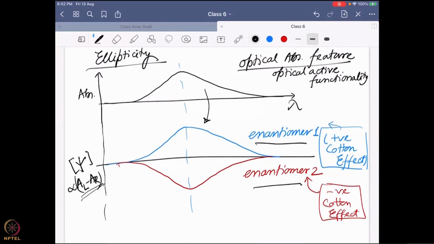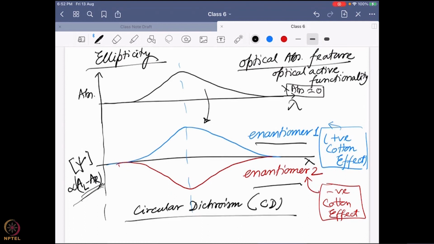Can you have this kind of ellipticity data for a position where there is no absorbance? The answer is no, because the first thing you have to have is an absorbance band. Only then can you have a difference between the right hand and left hand circularly polarized light. If it doesn't absorb, you cannot have ellipticity data. Now, this particular data of ellipticity that I am measuring with respect to the lambda value is known as circular dichroism, and in short we call it CD. So this is known as CD spectroscopy, and this particular data is known as the CD spectra.